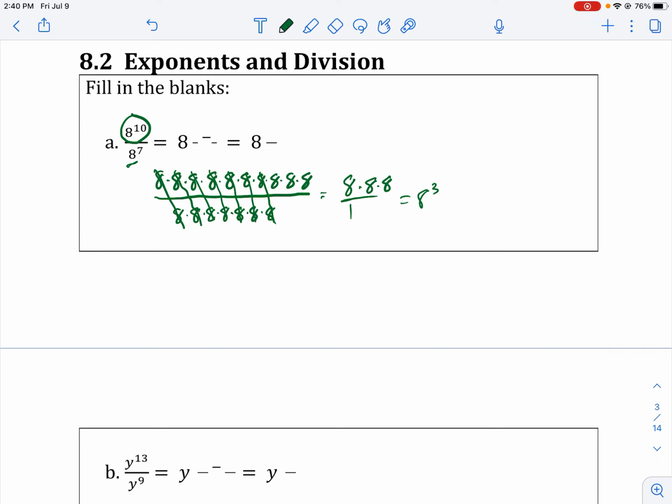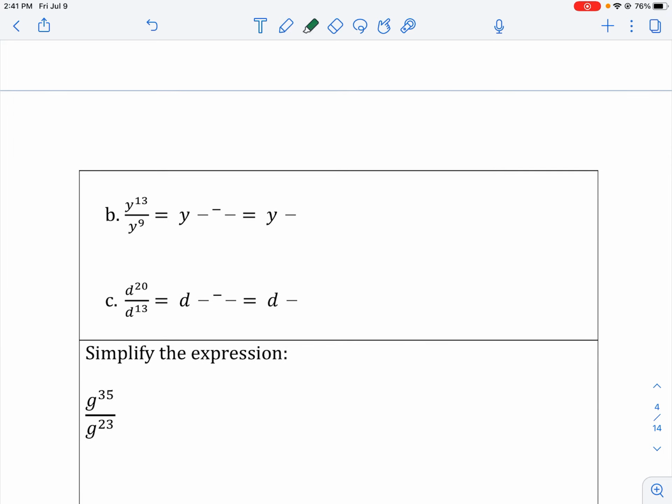The shortcut here, when we divide like bases, if you can see, we have like bases, 8 and 8. We subtract our exponents, giving us 8 to the 3rd power. So either way works. Here again, I have like bases, y to the 13th divided by y to the 9th. So I take the exponent in the numerator, 13, and I subtract the exponent in the denominator, which is 9, which gives me y to the 4th.